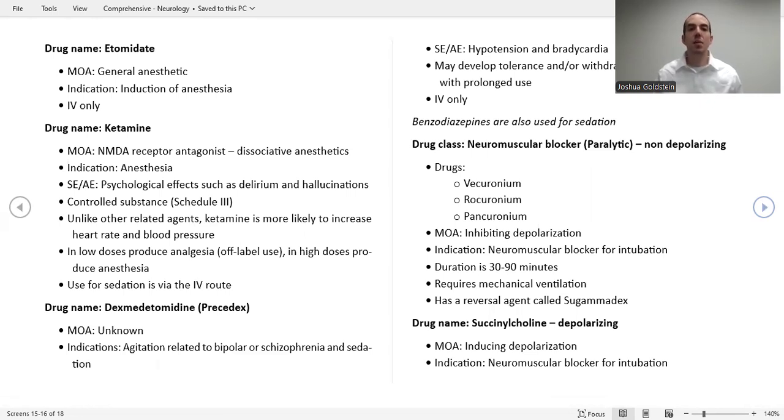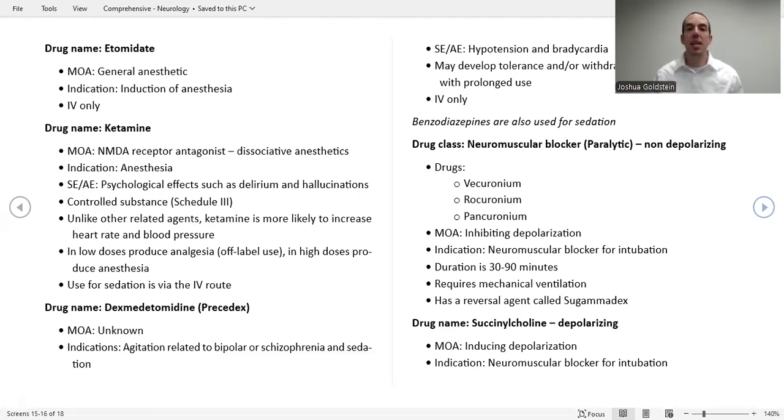The next drug we have is ketamine. The mechanism of action here is this is an NMDA receptor antagonist. It blocks NMDA, meaning it's a dissociative anesthetic. It sort of separates the body from the control impulses of what is going on in the rest of the body. That's why it's called a dissociative. Everything else that's going on in the body no longer gets processed in terms of the signals. So what do we use this for? We use this for anesthesia.